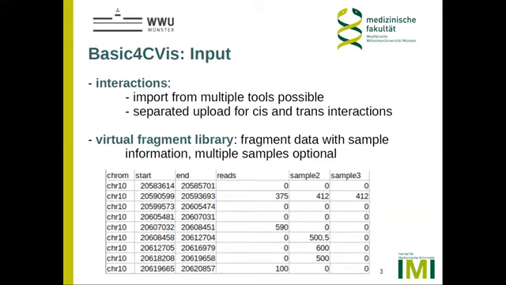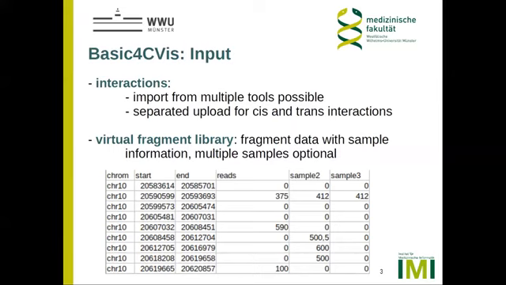So Basic4CVis, what input do we need? First, Basic4CVis can import different kinds of interactions. So basically all kinds of interval data. We just need a chromosome, start and end position, and perhaps also a score if possible. And we also accept separate upload for cis and trans interactions, because it can be useful to vary some input parameters for these interaction lists, and then we can just use different lists and upload them separately.